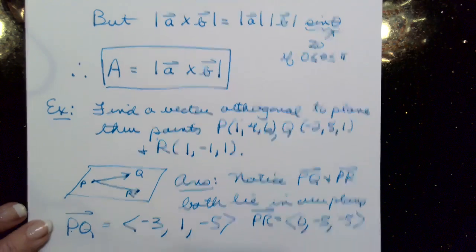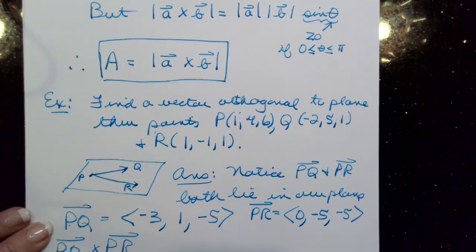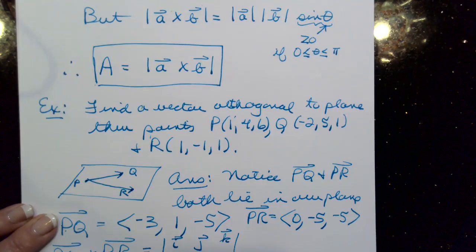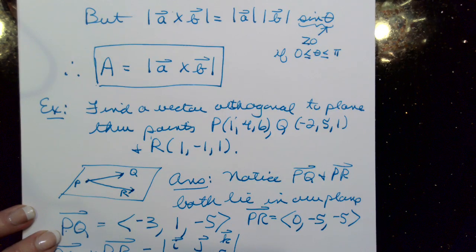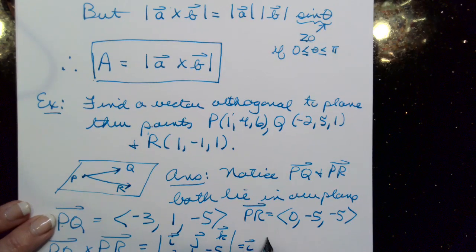Okay. And now PQ cross PR is equal to the determinant with i, j, k. We put in the components of PQ, because that one came first. Remember, the order matters when you do a cross product. It's not commutative. Then 0, -5, -5. Okay? And so this is going to be i times, delete the row and the column containing i, that'll give you -5 minus 25. So that is -30.